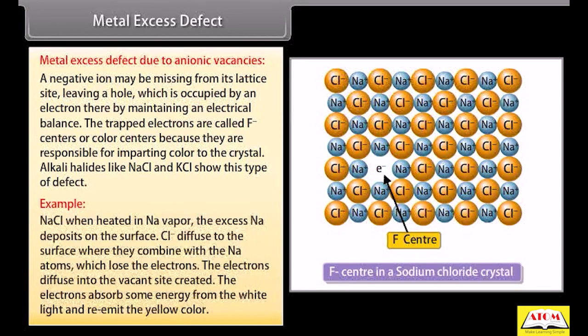Example: NaCl when heated in Na vapor, the excess Na deposits on the surface. Cl⁻ ions diffuse to the surface where they combine with Na atoms, which lose electrons. The electrons diffuse into the vacant sites created. The electrons absorb some energy from the white light and re-emit the yellow color.